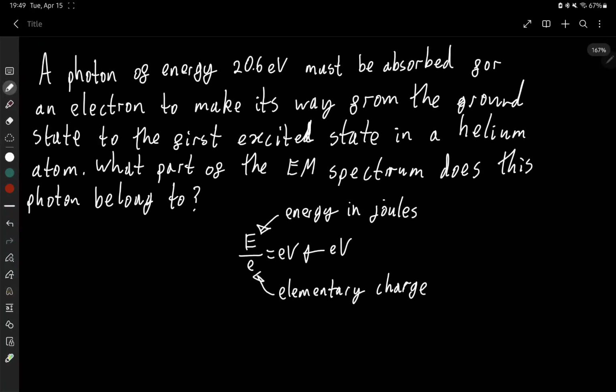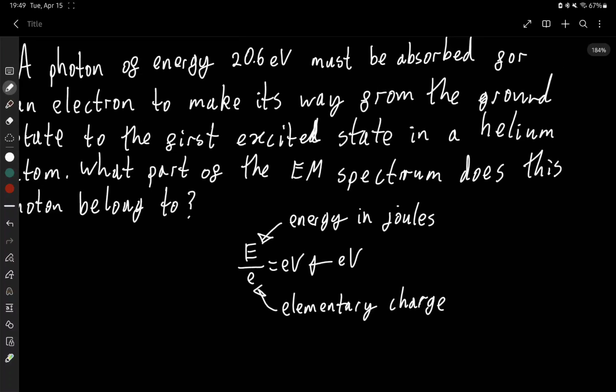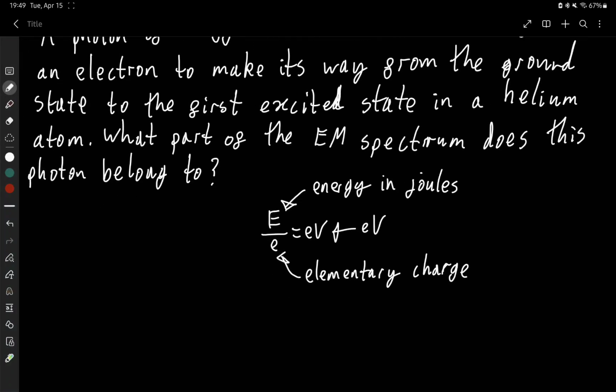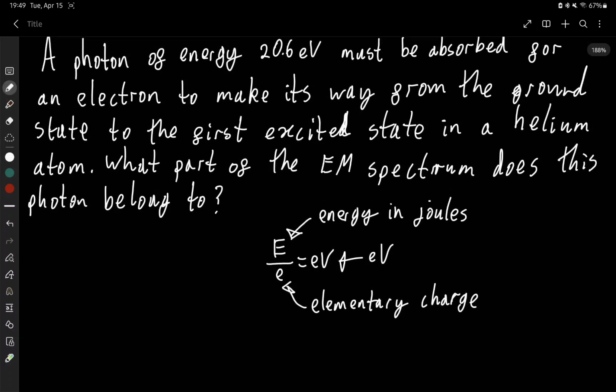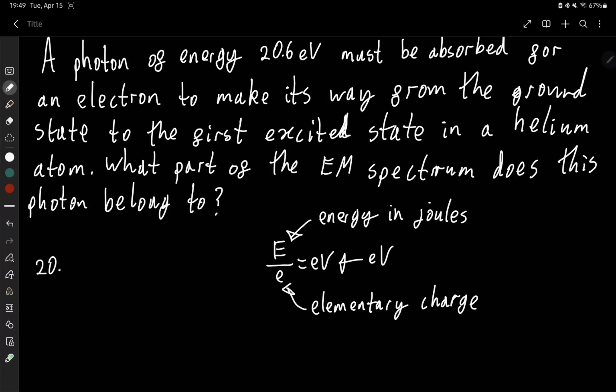So for this question, we are given electron volts. We need to find the part of the EM spectrum that the photon belongs to that is released from a transition event. What we'll do first is convert that to joules, so we can use E equals hf. So 20.6 times 1.6 times 10 to the negative 19, and that's going to get you 3.296 times 10 to the negative 17.